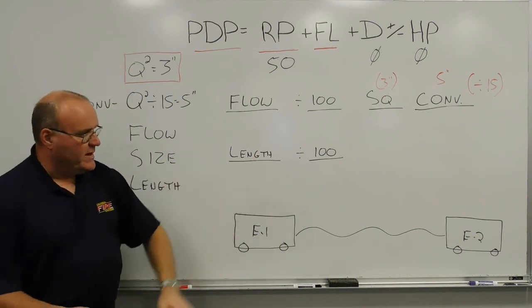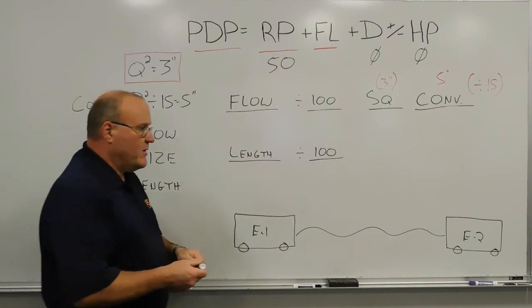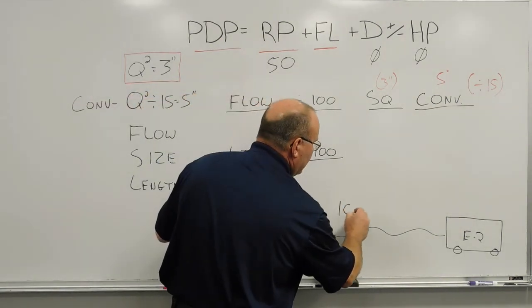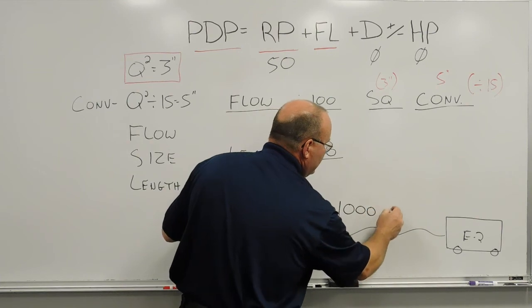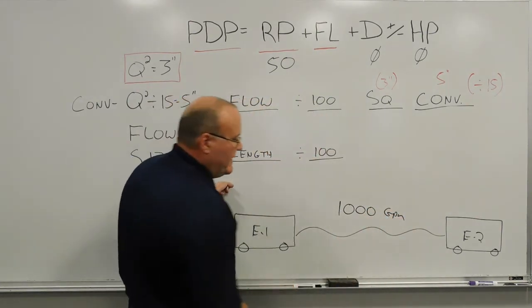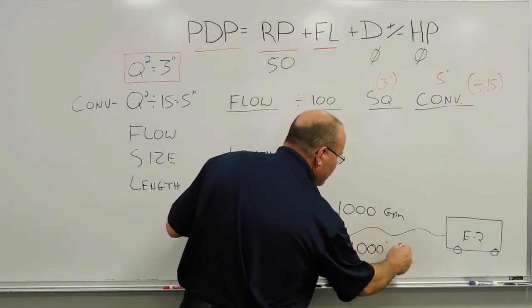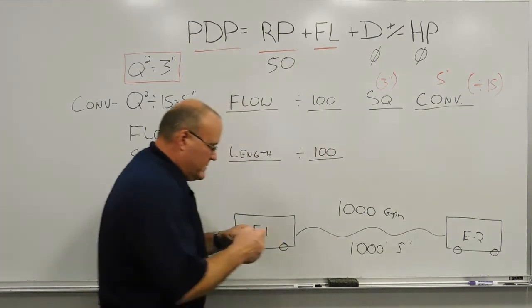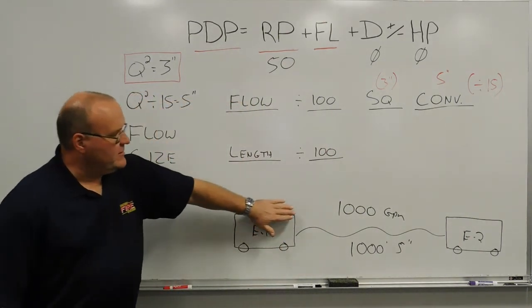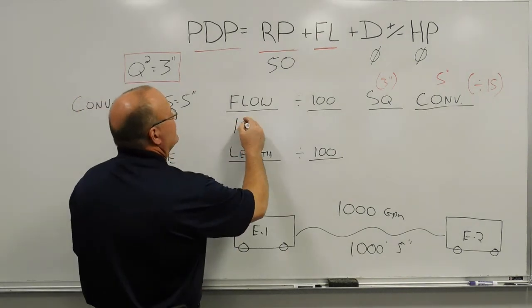So we'll come up with a gallon per minute flow here. We'll say 1,000 gallons a minute. We'll go big or go home. 1,000 GPM. And then we'll say it's 1,000 feet of 5-inch hose. So flow, size, and length, we'll start with the flow. We'll plug 1,000 right up here. 1,000 gallons a minute.